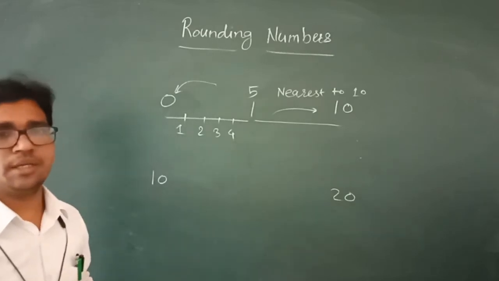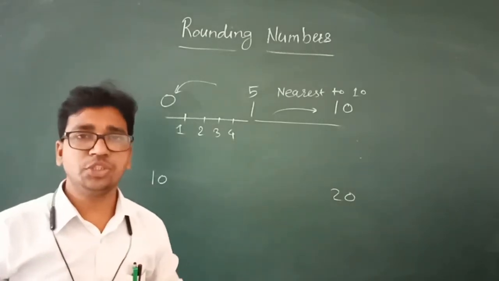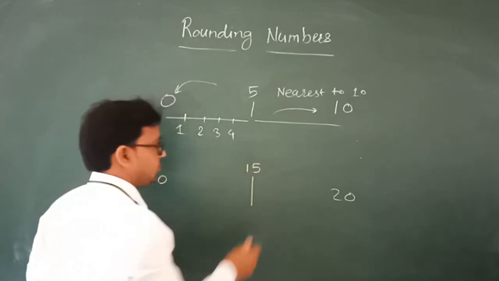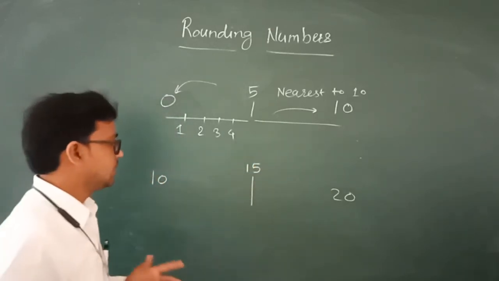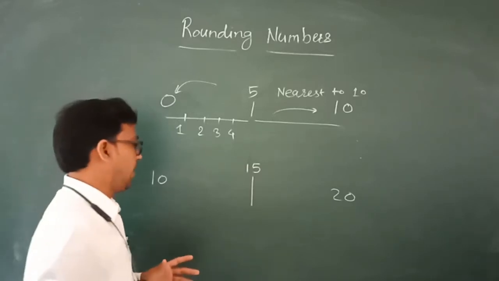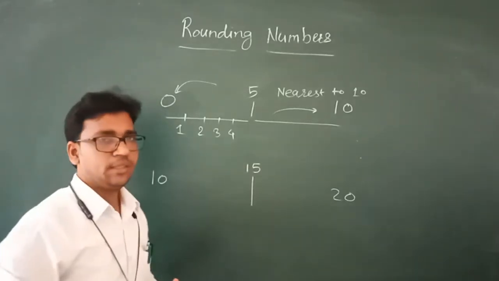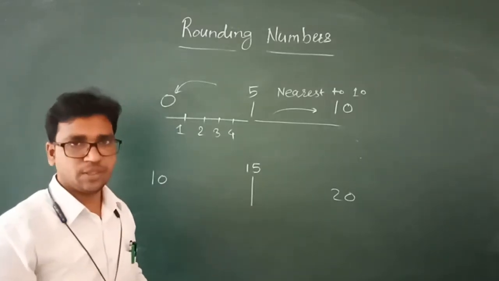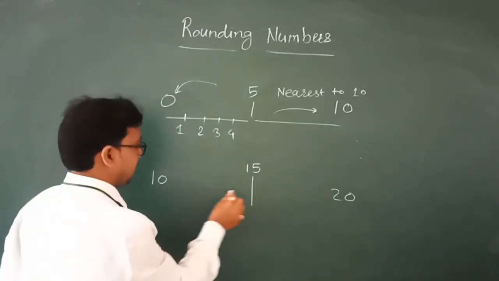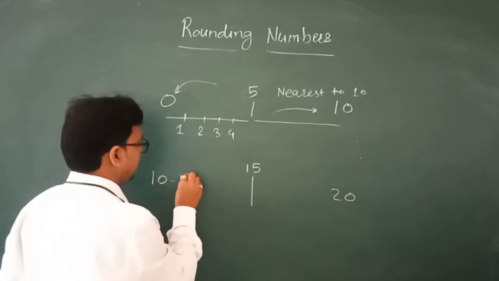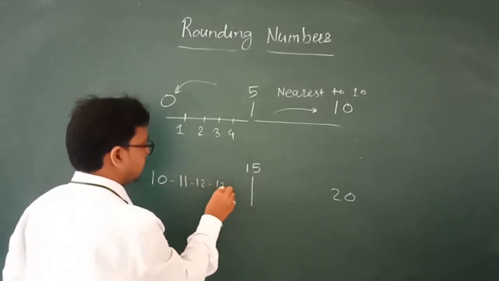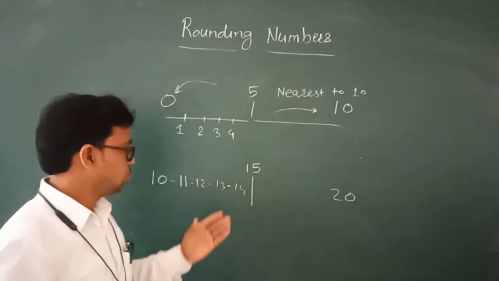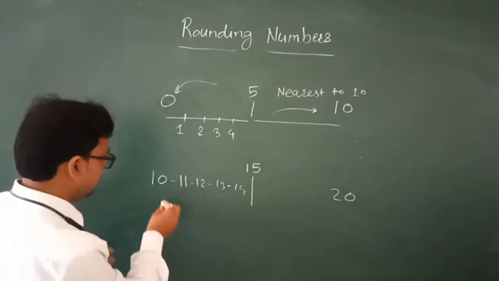If the numbers are in between 10 and 20, which tens is closer? Here the middle term is 15. Suppose the number is 12. Now tell me where it comes. It comes in between 10 and 15, right? See, here 10, 11, 12, 13, 14, then 15. So it is nearer to this tens.